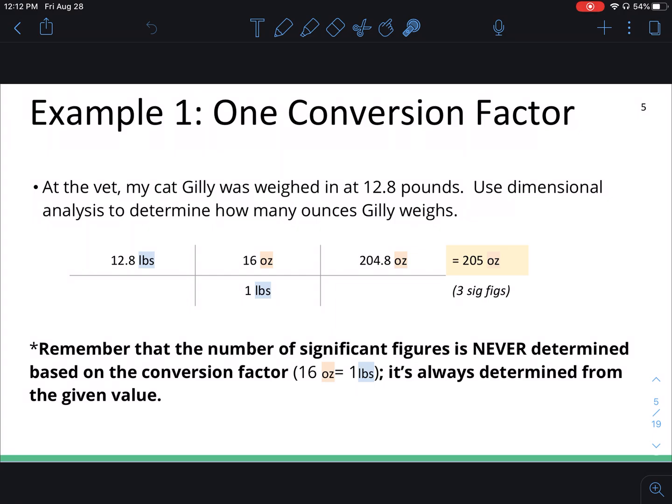And I noted at the bottom that the number of sig figs in your final answer is never determined by the conversion factor, because conversion factors generally would have a max number of sig figs of 1, and if we are converting, that would mean whatever we're converting with would only have one sig fig as the final answer. So never use conversion factors to determine your sig figs, always go off of what is given to you in the actual problem.